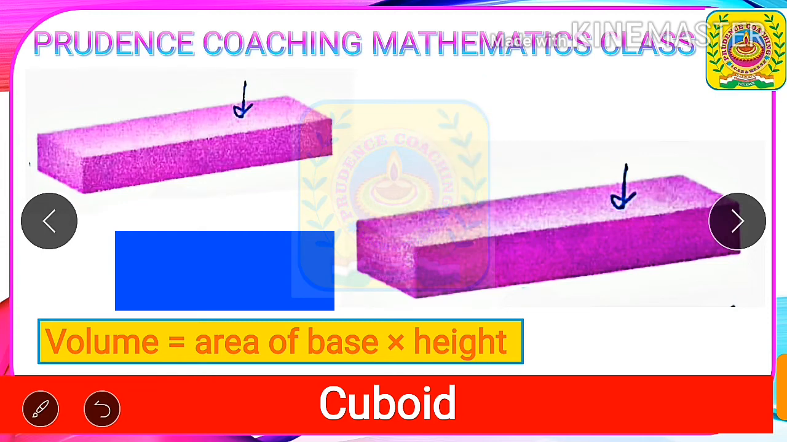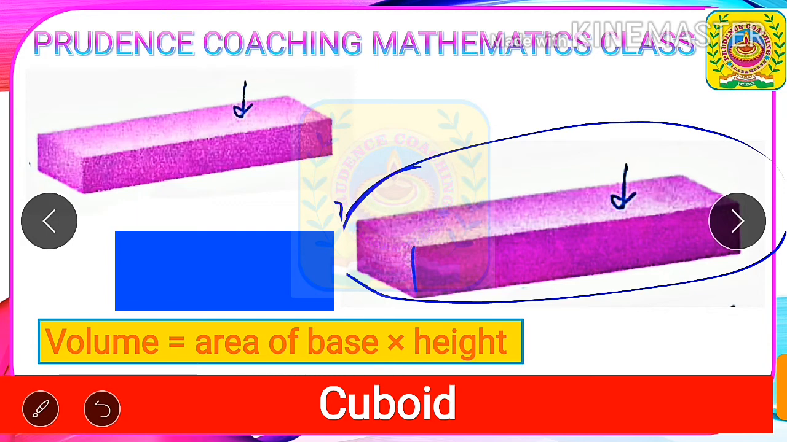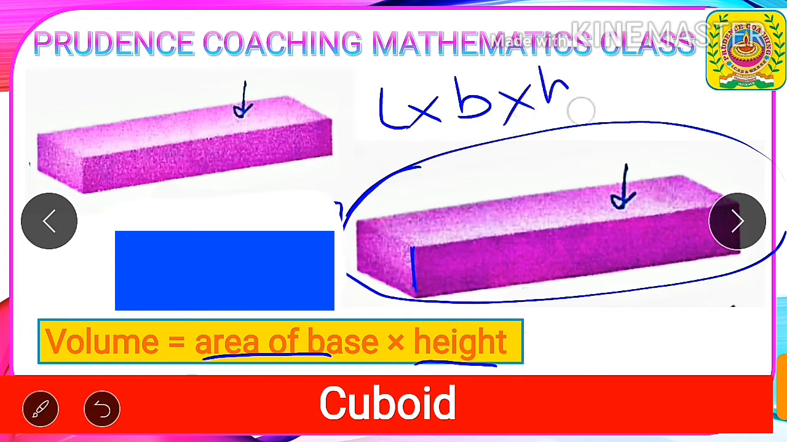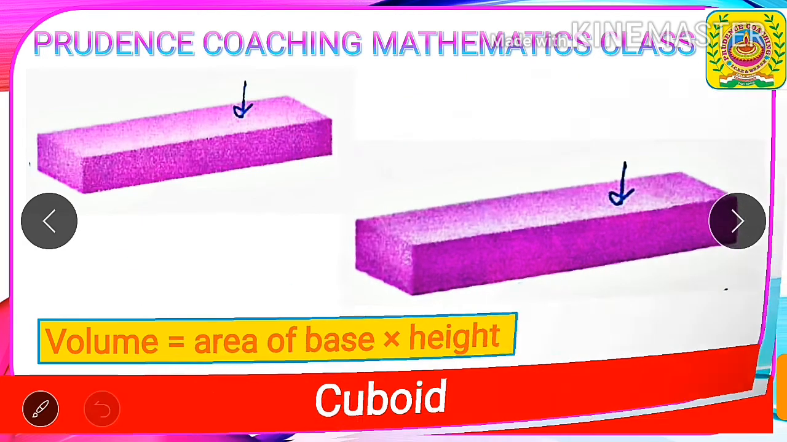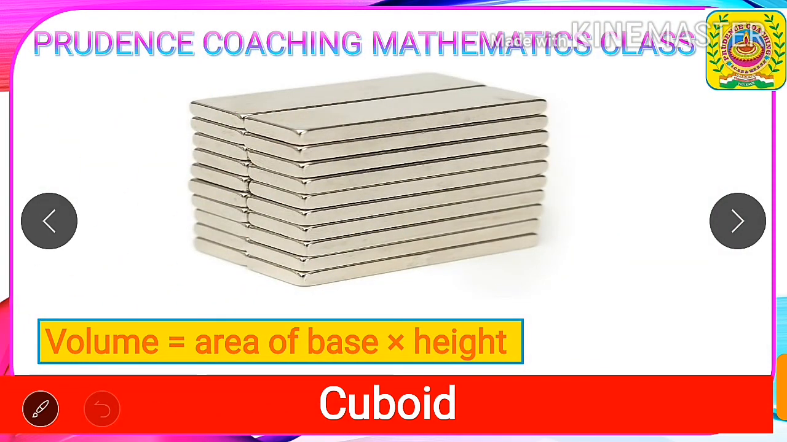That means for volume we need to bring one base which is rectangular in shape and place the same sheet one after another, and the height will be increased and we will get the volume of this particular figure. So the volume of this cuboid will be area of the base into height, and we know the area of a rectangle is length into breadth, and height means h. So length into breadth into height is the volume of this cuboid. Now let us move on to the surface area.